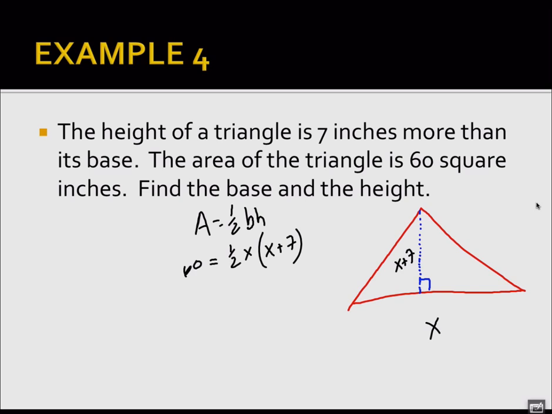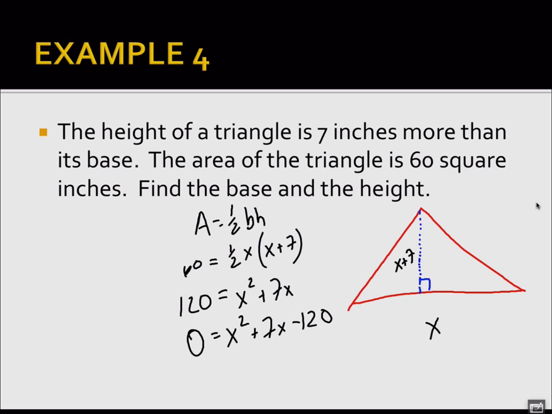Oh, you smell that? Smells like a quadratic. Have a couple options to solve this. The first thing I would do is get rid of the 1/2 because I don't want a 1/2 in my quadratic. So how do I get rid of the 1/2? Multiply by 2. So 120 is equal to x squared plus 7x. So x squared plus 7x minus 120 is equal to 0.